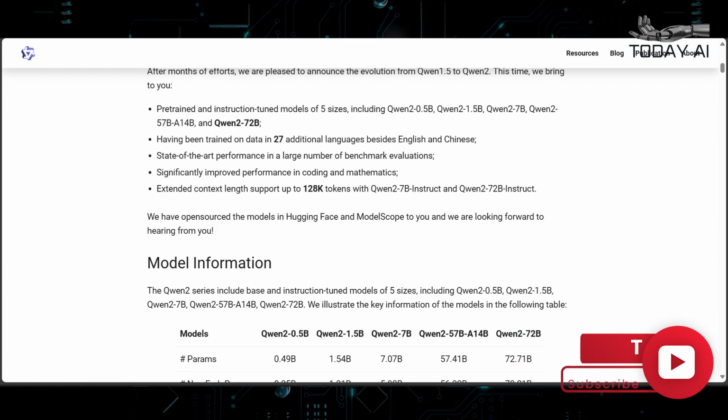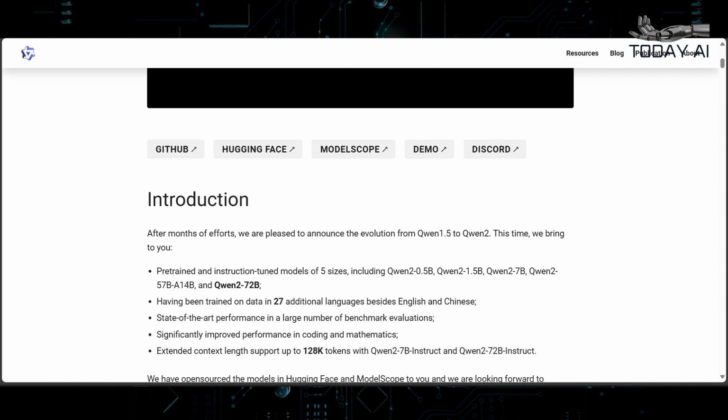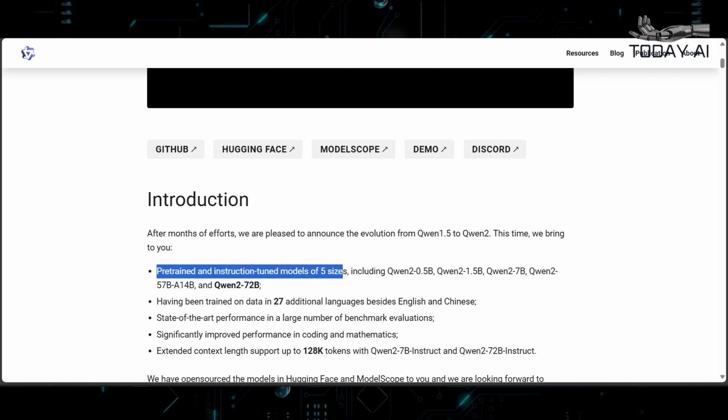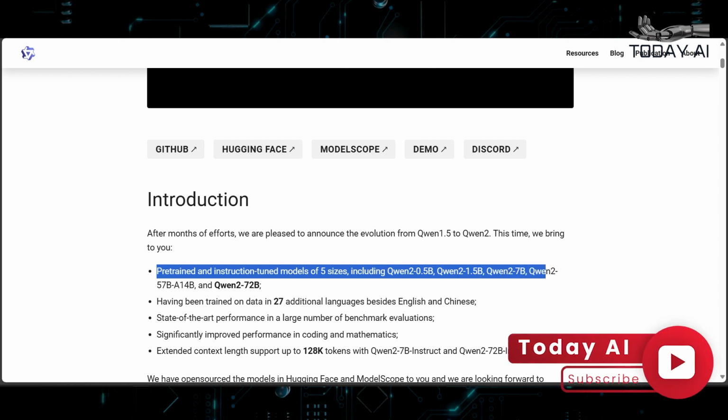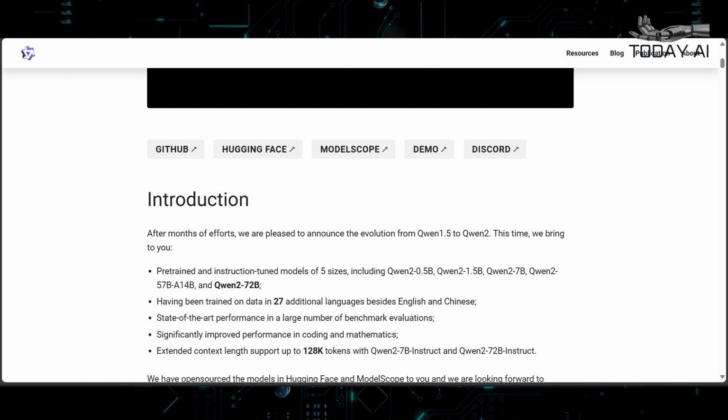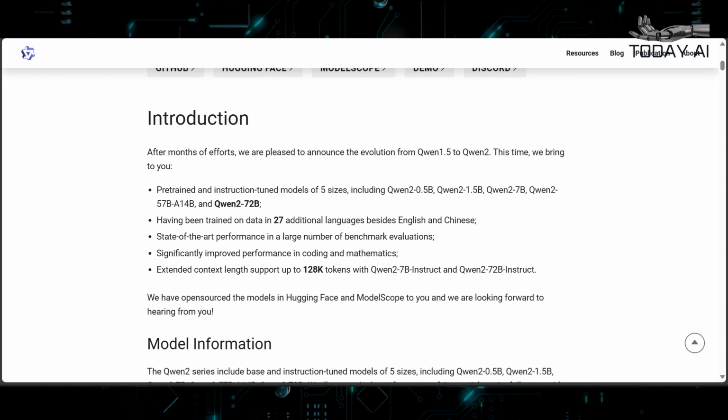After months of efforts, we are pleased to announce the evolution from Qwen 1.5 to Qwen 2. This time, we bring to you pre-trained and instruction-tuned models of 5 sizes, including Qwen 2-0.5b, Qwen 2-1.5b, Qwen 2-7b, Qwen 2-57b-A14b, and Qwen 2-72b.